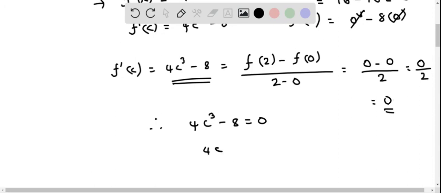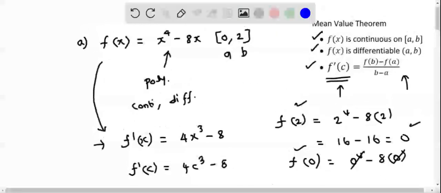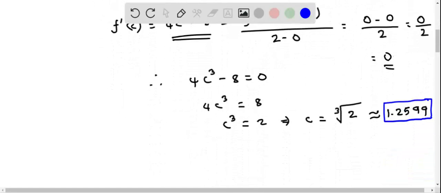From this we can determine the value of c. Let me add 8 on both sides, then I get 4c cubed equals 8. Then I divide both sides by 4, and 8 by 4 is 2. So from this we can determine c, which is the cube root of 2. So c equals the cube root of 2, and this is approximately 1.2599. So we see that the mean value theorem is applied to this function, and we have also determined the value of c as 1.2599. Clearly this value of c lies in the interval 0, 2.